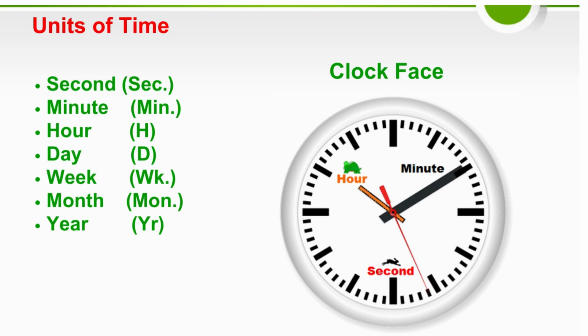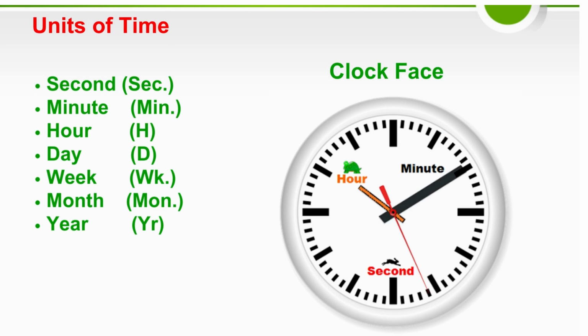Now it takes the tiny red hand 60 seconds to make 1 minute, and it takes the fat black long hand 60 minutes also to make an hour. And starting from this 12, it reads 1, 2, 3, 4, 5.